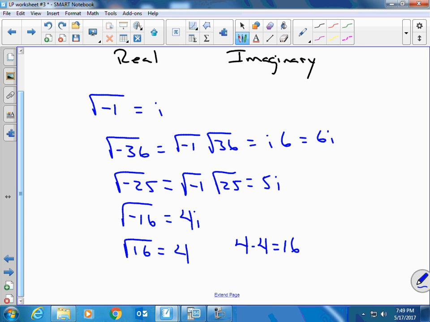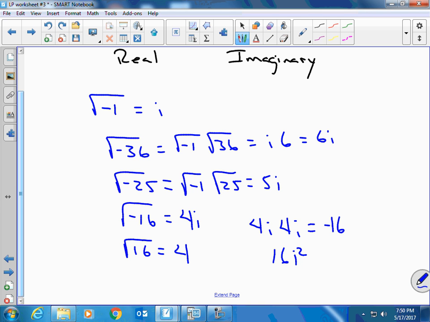So then hopefully you're asking, is 4i times 4i equal to negative 16? And if so, how does that work? Well, let's look at this. 4 times 4 is 16. i times i is i squared. How is 16i squared equal to negative 16? That should be the next question you're asking yourself. Well, I don't know. How is that?